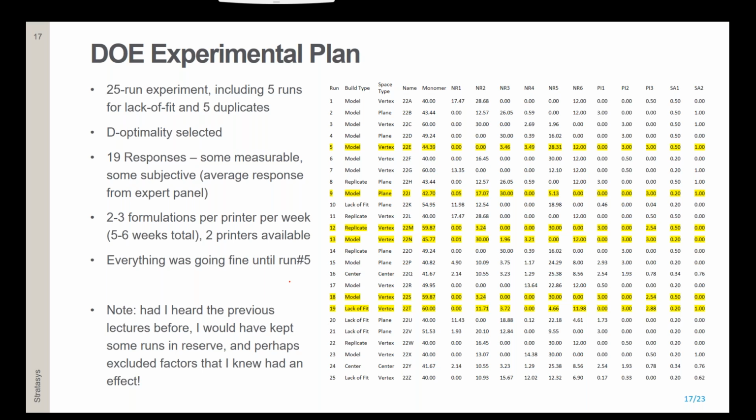All right, so we had the budget for 25 runs, and had I heard the previous lectures that were given last week, I would have kept some runs in reserve and perhaps done only 20. And maybe I would have excluded the factors that I knew would have an effect, like the monomer. It was obvious that you would need some monomer and that it would have an effect on the overall quality of the material. And then maybe we could have done fewer experiments.